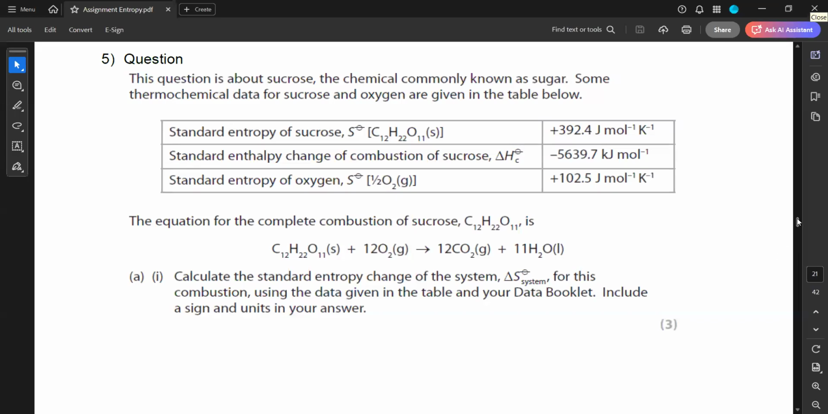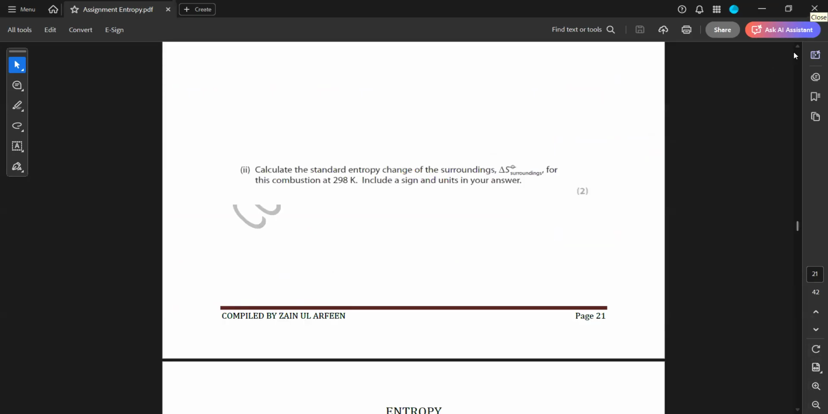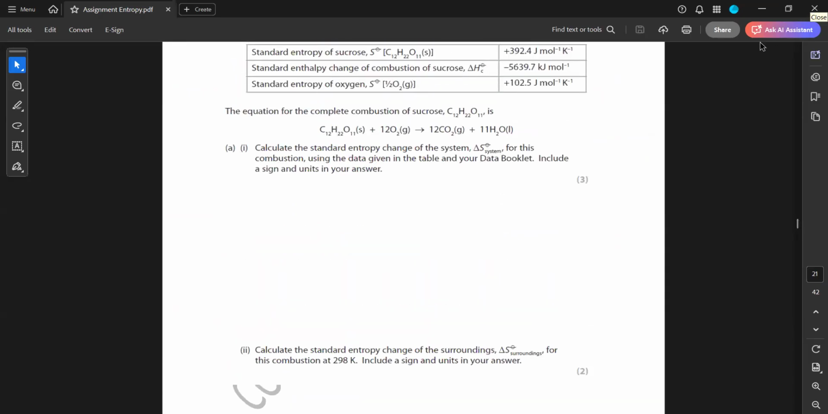So we worked out the entropy of the system. Then how to work out the entropy of the surroundings? Entropy of surroundings is minus delta H over T. So we need the values here. The value of delta H is itself, because it's a combustion, exothermic, but it is in kilojoules. So what we will do, negative sign for the formula, negative delta H over T is the formula.